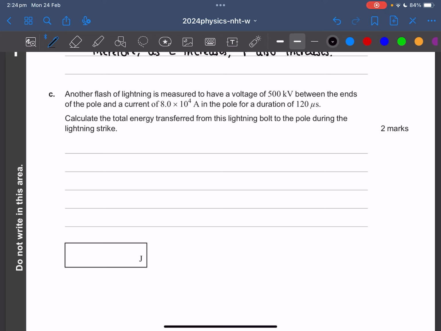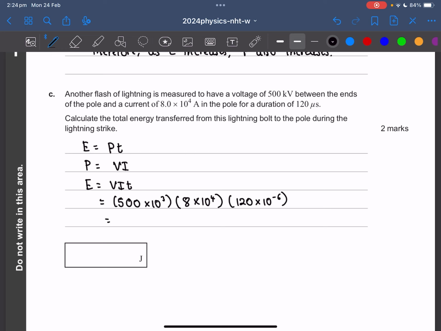Alright, so we know that E equals PT, power times time, and P equals VI, so we can write E equals VIT. Now we can just substitute the numbers, so 500 kilovolts, which is 500 times 10 to the power of 3 volts, times the current, which is 8 times 10 to the 4, and then 120 microseconds, which is 120 times 10 to the minus 6.